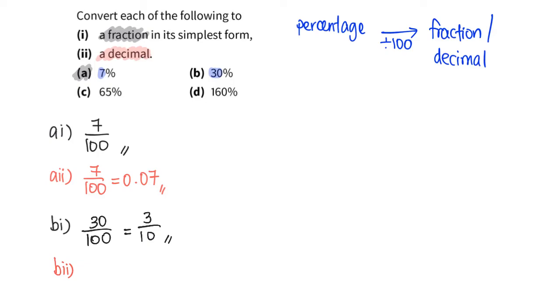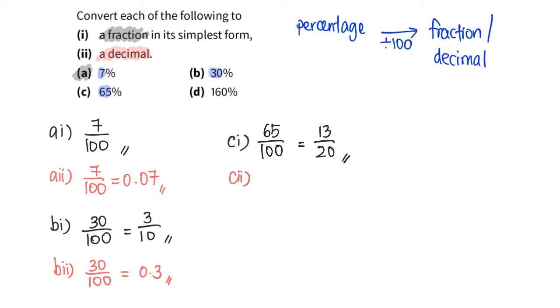And 30/100, to write it in decimal will be 0.3. Continue for C part 1. I have 65, so it will be 65/100. 65/100, use my calculator, this will give me 13/20, simplest form for fraction. C part 2, this will give me 0.65 for a decimal.